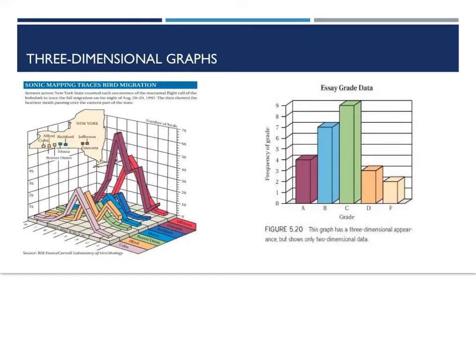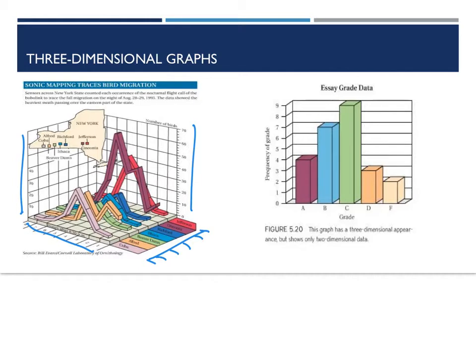Three-dimensional graphs. The one on the left is a true three-dimensional graph, which means I have data that's being displayed across the x-axis, up and down on the y-axis, and this would be a z-axis. I'm comparing a whole bunch of different places. That's true three-dimensional data because I have data that's displayed in 3 different directions.